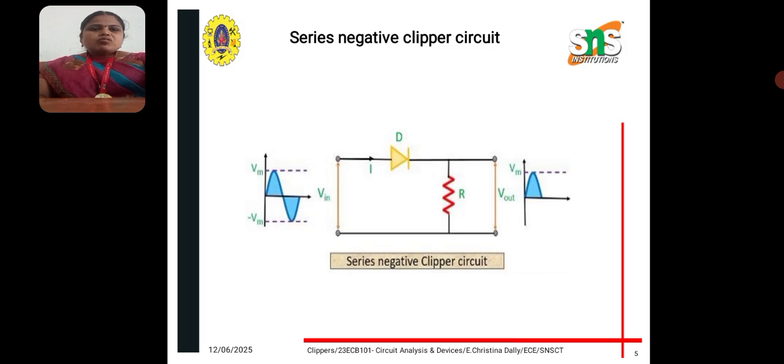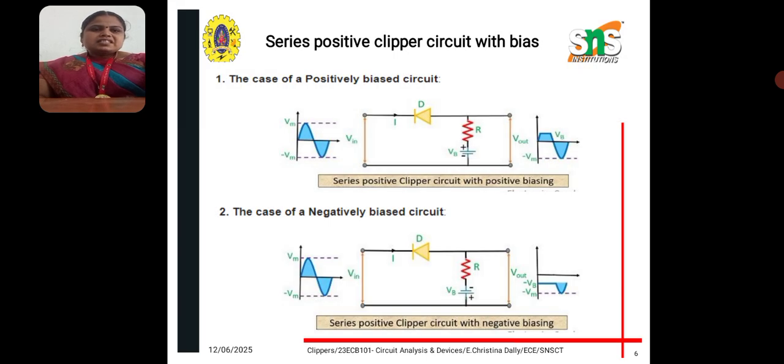In the case of the negative clipper, the diode is reversed. Here the diode will conduct and allow the current to pass only on the positive side. It will neglect the negative. This is termed the series negative clipper.